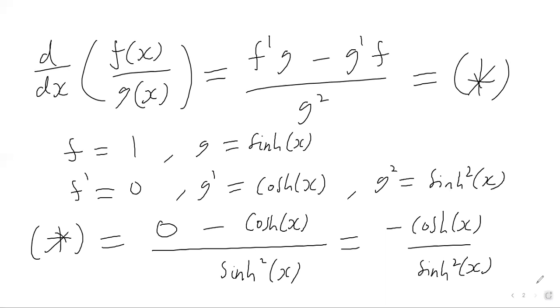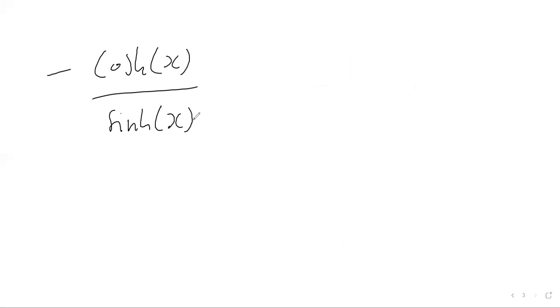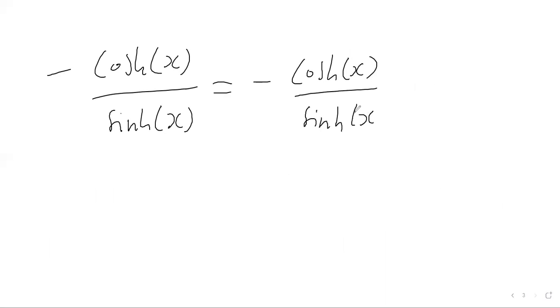Okay, so if we go to a new page, let's try and rewrite this fraction in a more simplified way. We had negative cosh of x over sinh squared of x. So if we rewrite it in a different way, I'm going to split the two hyperbolic sines multiplied together into two different fractions, like so.